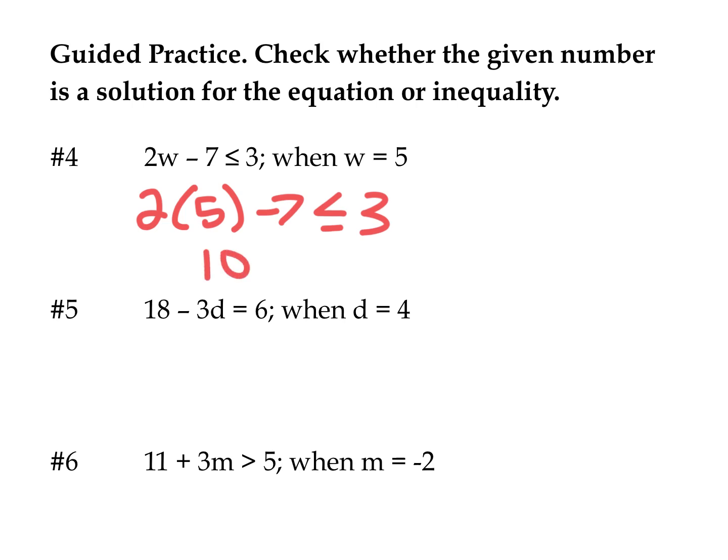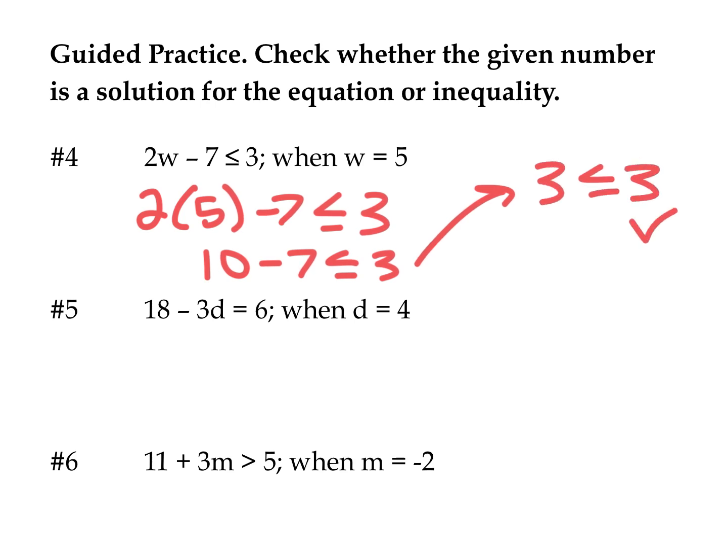So this would be 10 minus 7 is less than or equal to 3. That would give us 3 is less than or equal to 3. That's true. 3 is less than or equal to 3, so w equals 5 is a solution.